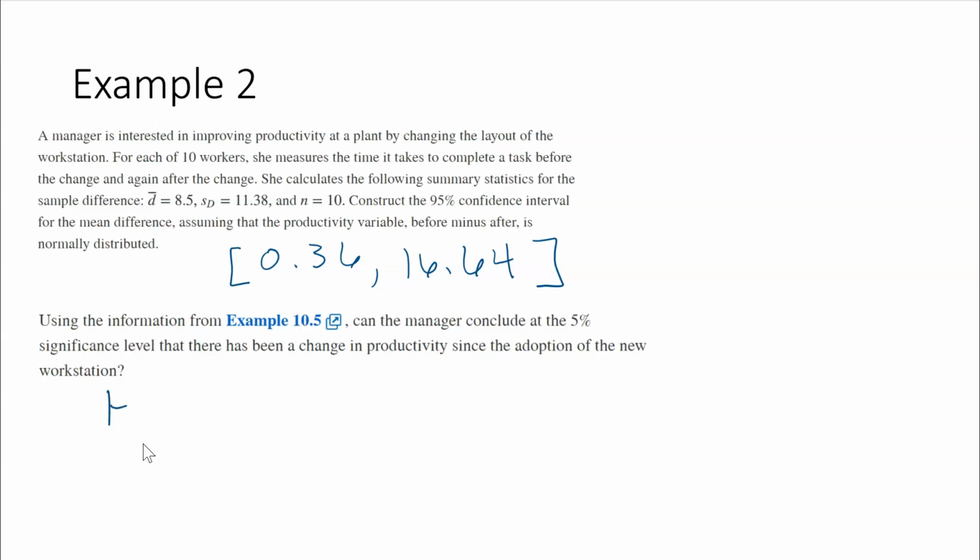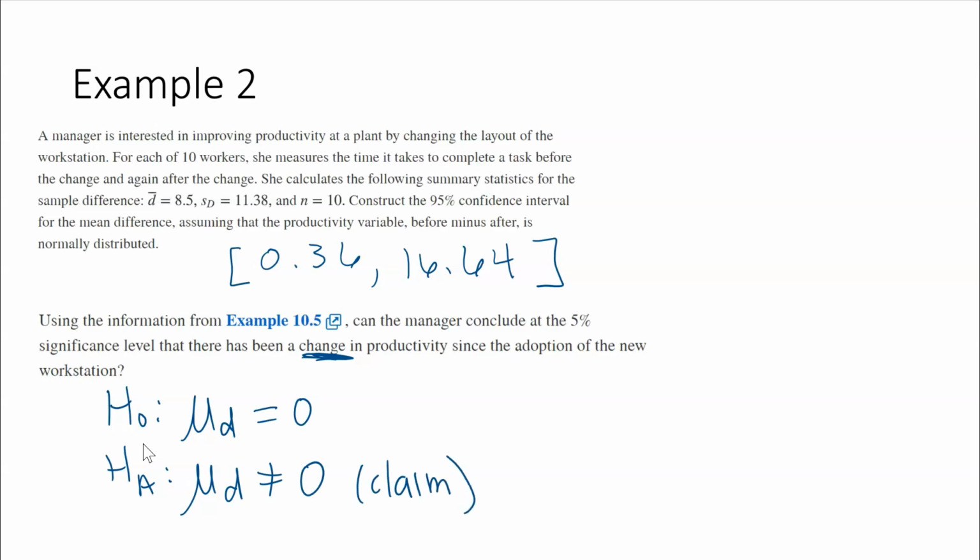So we need the null and alt. So for the mu difference, what do they want to know? They want to know if there's been a change. So if it's different, so if there is a difference or not. So this is the claim, right? If there is a difference from before and after.